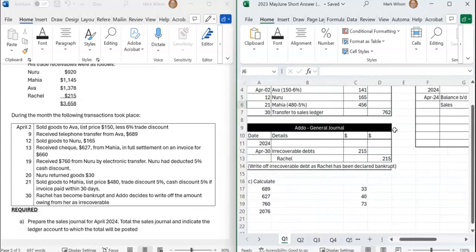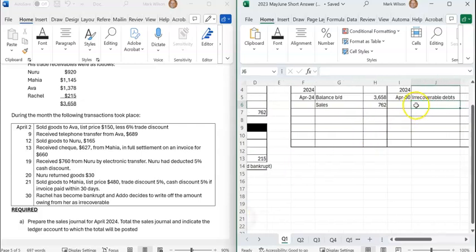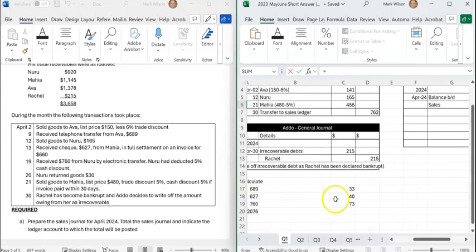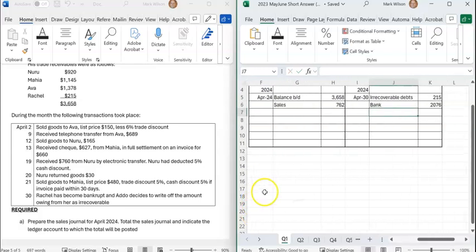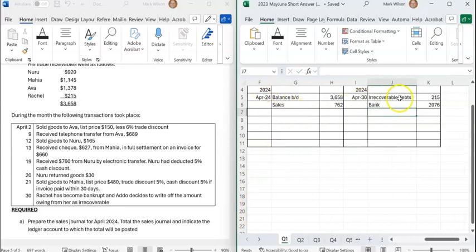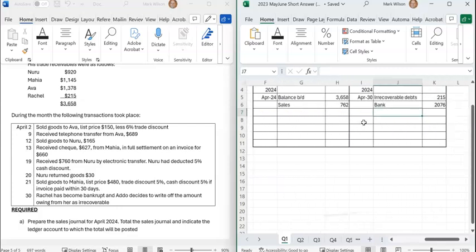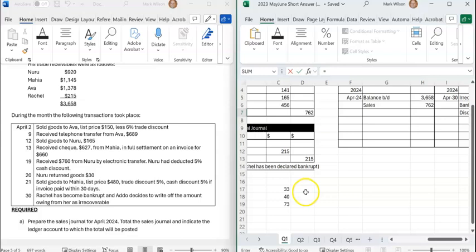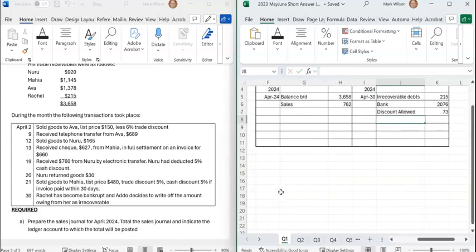We've got the calculations that you've just done. We've got that 2076, that's the money that's come in. So we're going to type bank. Just remember in here, we only write as our narration what's going to go in the trial balance. So irrecoverable debts is an expense, bank is an asset, sales is a revenue. And the other one we just calculated was the cash discount. And this is actually discount allowed. It's an expense for us.